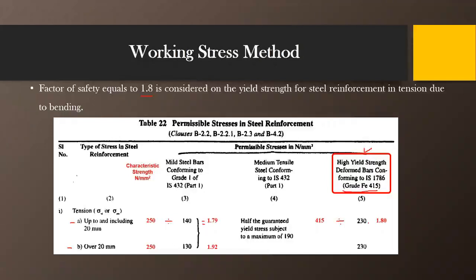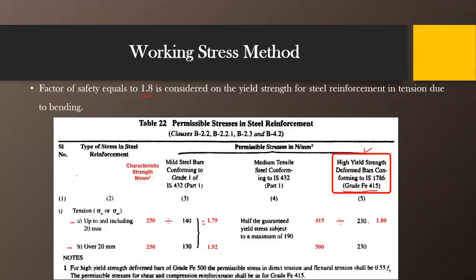Along with Fe415, we are also using Fe500 grade of steel. So for Fe500 grade of steel, the characteristic strength is 500 Newton per mm square. But in this table, the permissible stresses for Fe500 is not given. But for that, they have given one note. So that note is that for the high yield strength deformed bars of grade Fe500, the permissible stress in direct tension and flexural tension shall be 0.55 times Fy.